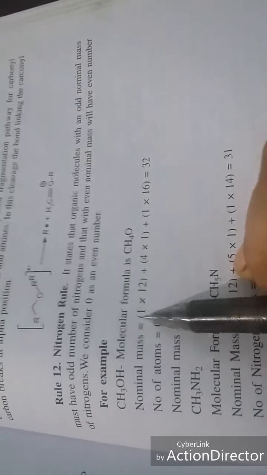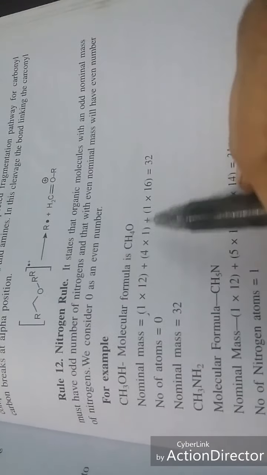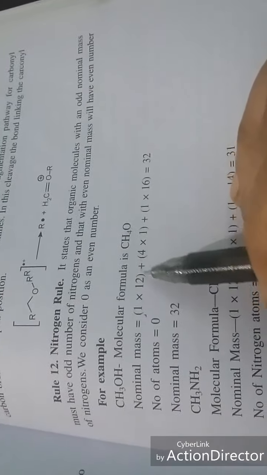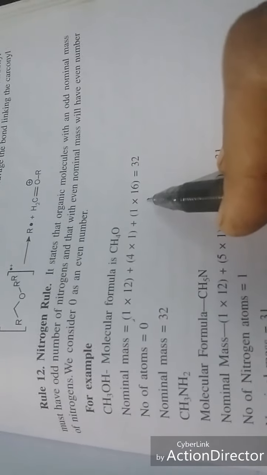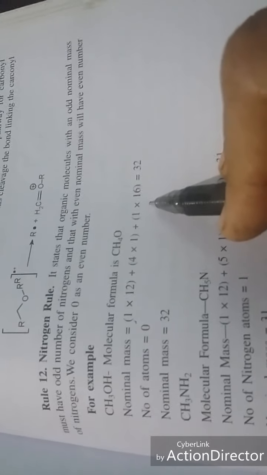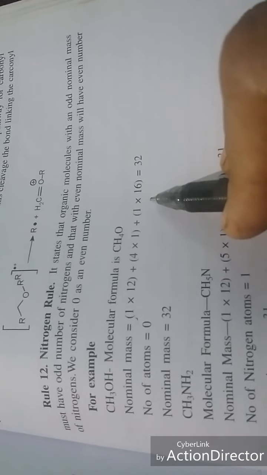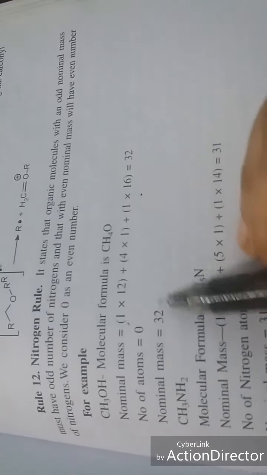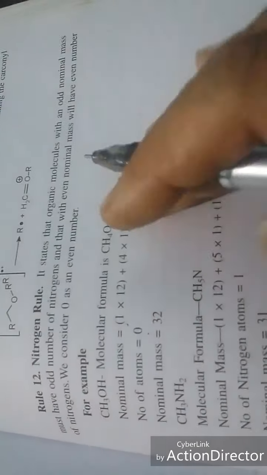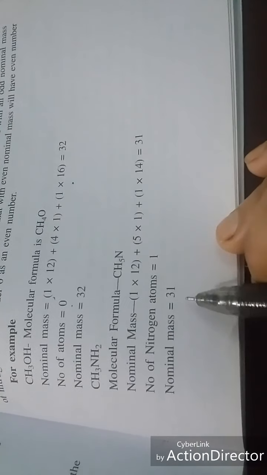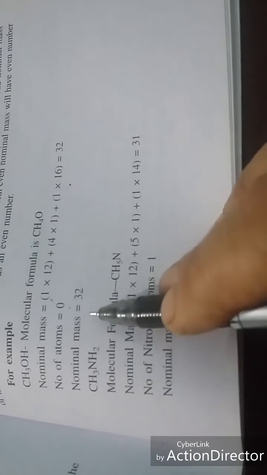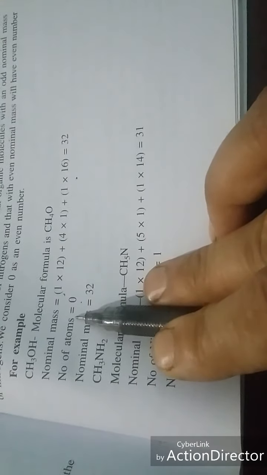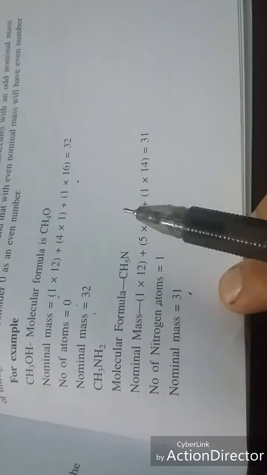Next is the nitrogen rule, which states that a molecule having an odd nominal mass will have an odd number of nitrogens, and one with an even nominal mass will have an even number of nitrogens. We consider 0 as even only in this case. So you can see here, odd nominal mass is giving you an odd number of nitrogens, even nominal mass is giving you an even number of nitrogens.